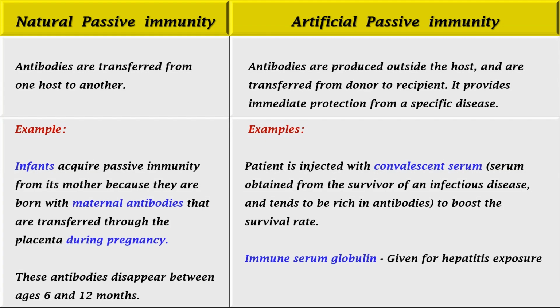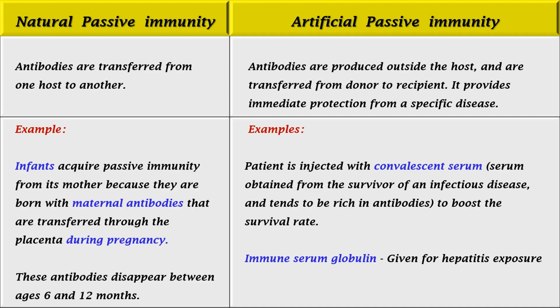In natural passive immunity, antibodies are transferred from one host to another. For example, infants acquire passive immunity from their mother because they are born with maternal antibodies that are transferred through the placenta during pregnancy. These antibodies usually disappear between ages 6 and 12 months.